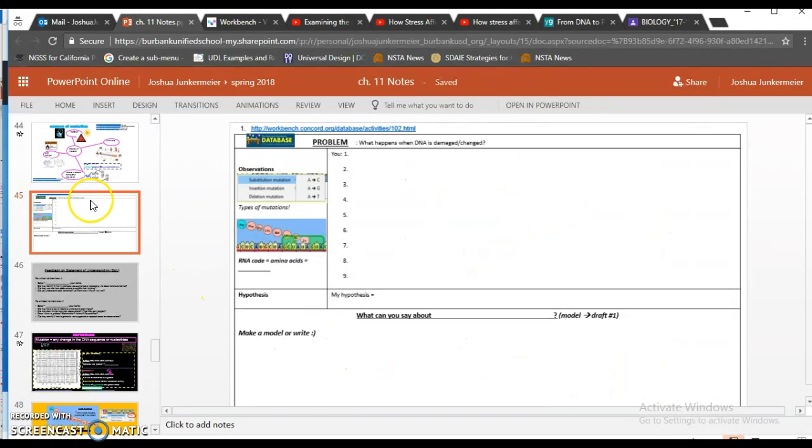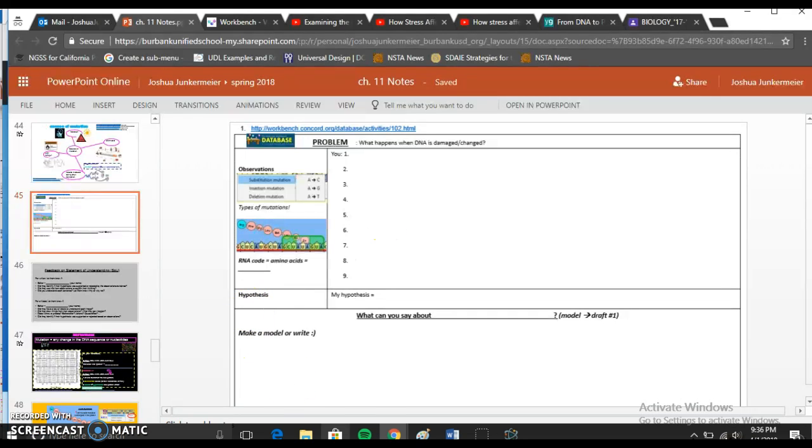Alright, here's slide 45. Slide 45 isn't done in your notebook, but it does cover an activity we'll be doing in class. If you missed the day we did this in class, please watch this video, and it's a little quick reference. So the idea is what happens when DNA is damaged or changed? So we're going to cut to this simulation. I'm going to show you a little bit of observations you can come up with when you need to do this, in case you missed. Alright? So we're going to try to learn more about how DNA is damaged and changed, and really what is the result of that, what happens when it's changed.